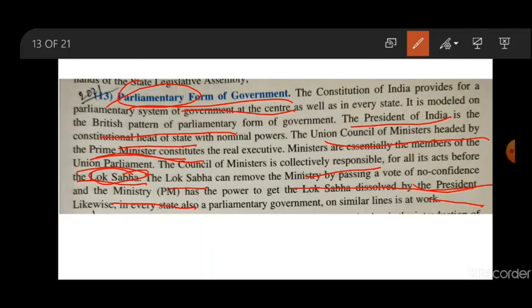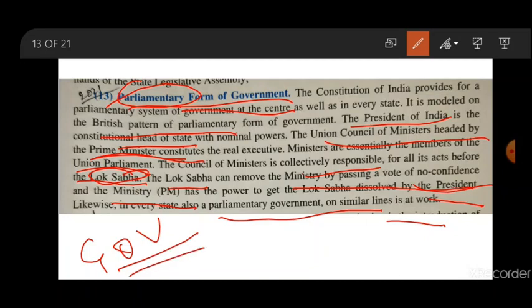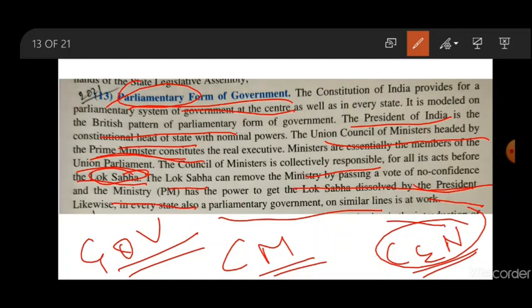Likewise, in every state also a parliamentary government on similar lines is at work. That means we have a governor in the state. Please tell me who is the current governor of Tripura. And we have a Chief Minister and his Council of Ministers. Like the center, where we have the President of India as well as the Prime Minister, in the state also we have the governor as the head of the state and the Chief Minister as the head of the government. The real power lies with the Chief Minister.